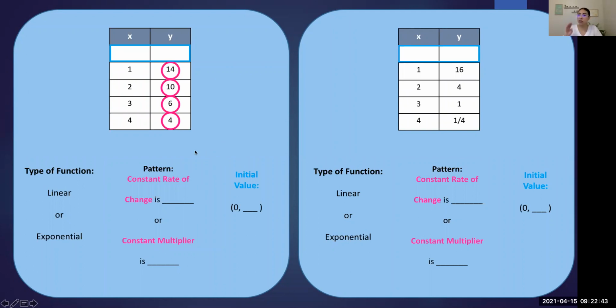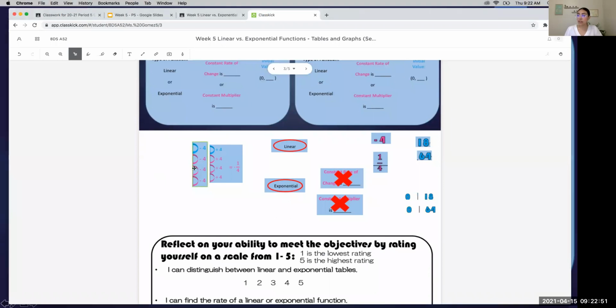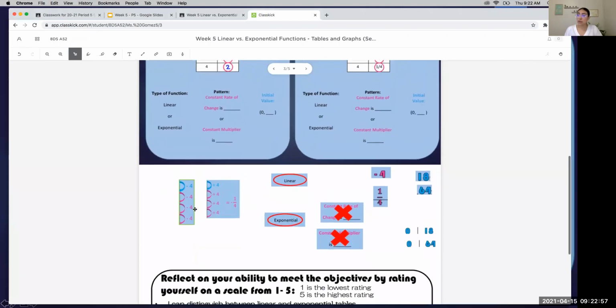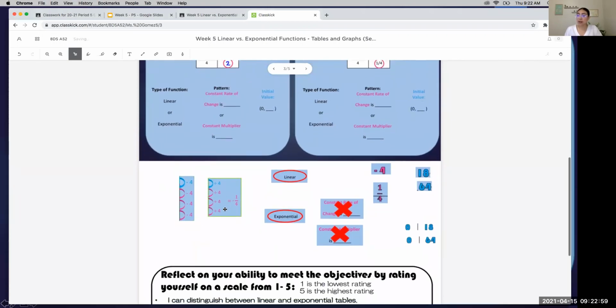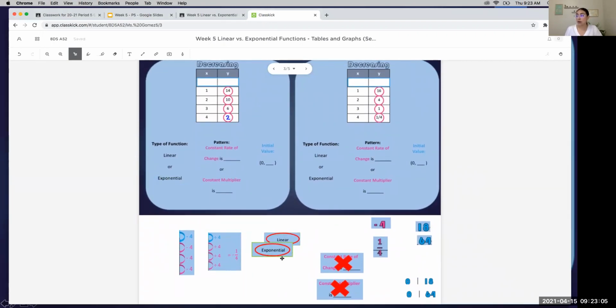So I'm going to give you 3 minutes to see if you can find the pattern. And on your ClassKick side, you have those pattern options here. So you have 2 options. Could it be a pattern of subtracting by 4? Could it be a pattern of dividing by 2? Once you find that, carry the correct piece to tell me if it's linear or exponential.